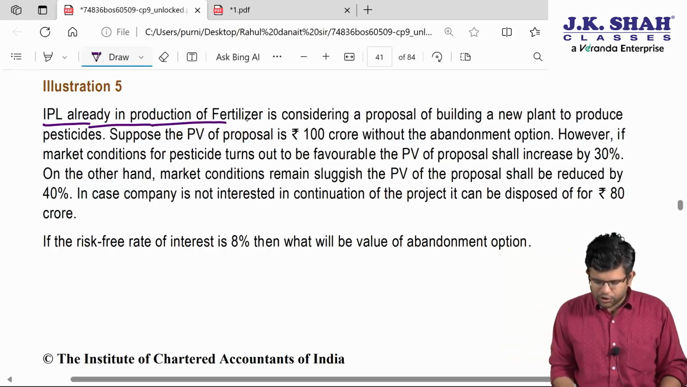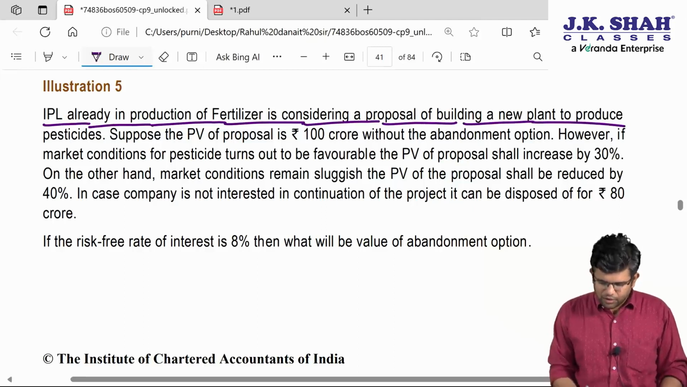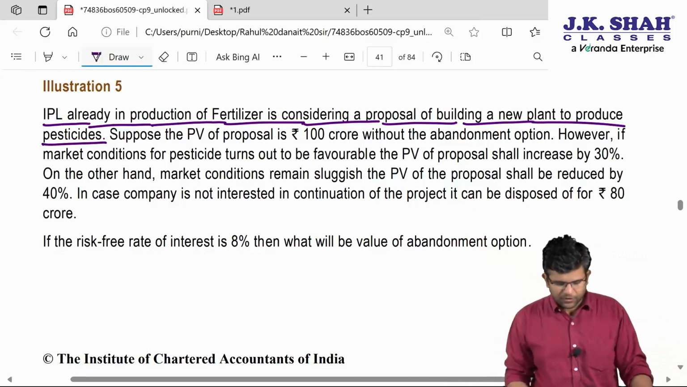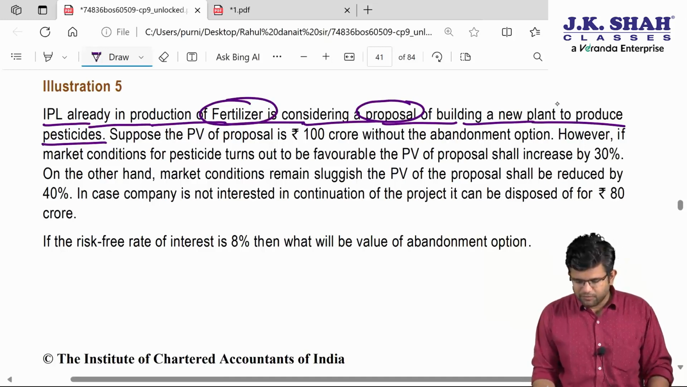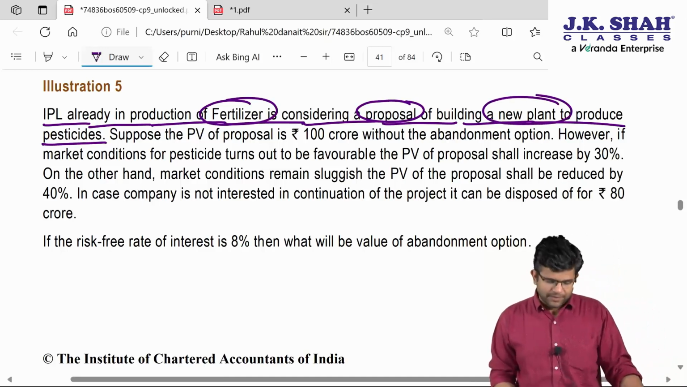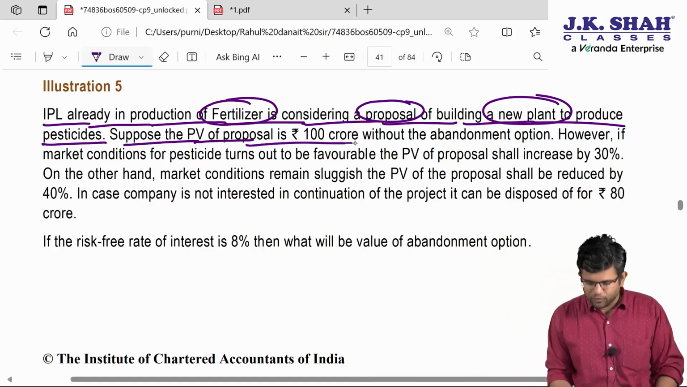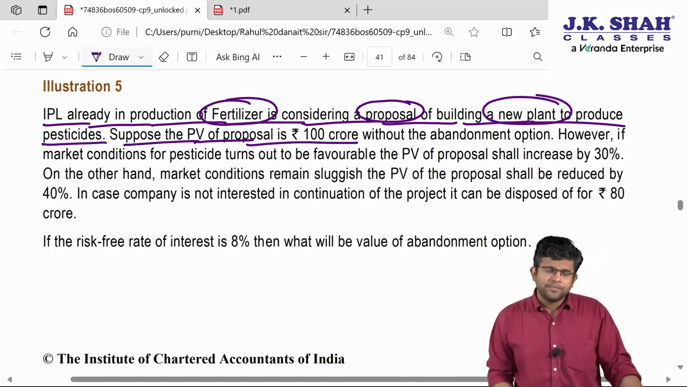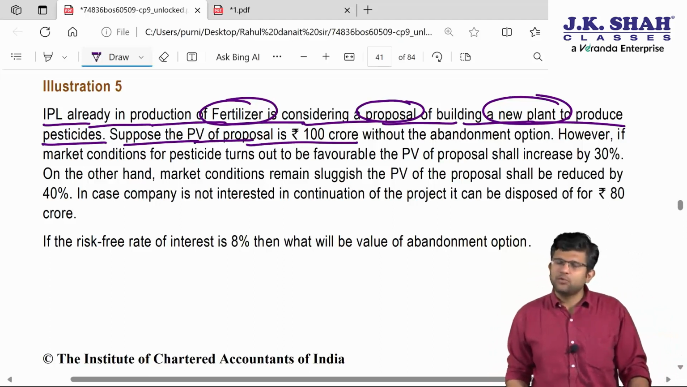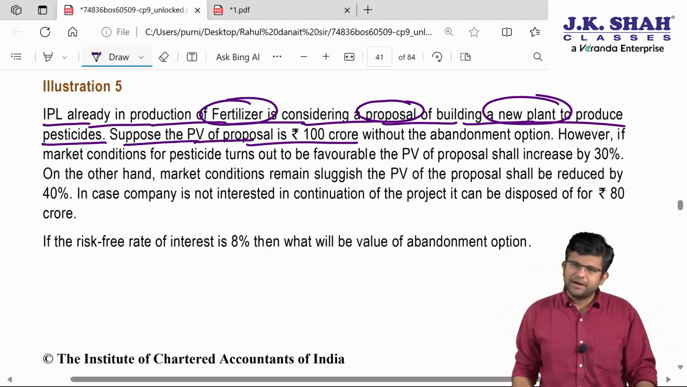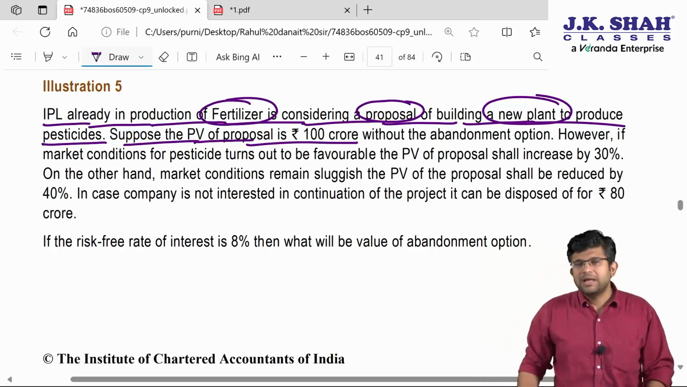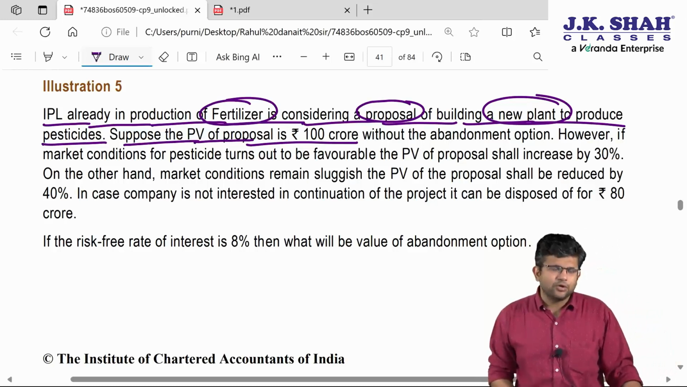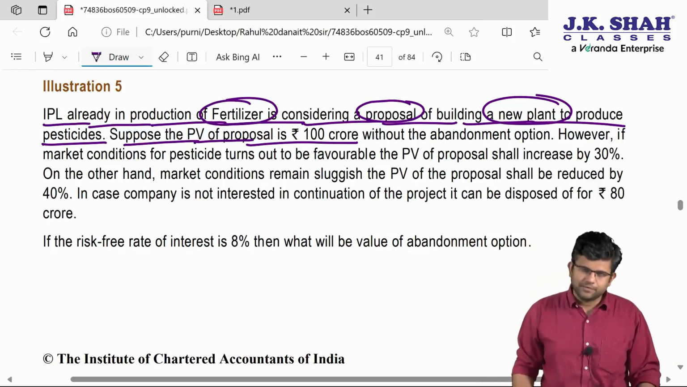IPL, already in production of fertilizers, is considering a proposal of building a new plant to produce pesticides. Okay. Now they are already producing fertilizers. They are considering a proposal of building a new plant to produce pesticides. Now the present value of the proposal is 100 crores. Now students, what is this? This is basically PV of future CI. The value today is 100 crores, which means if this particular proposal requires you to invest, let's say 90 crores, can I say you will accept it because the NPV is positive?